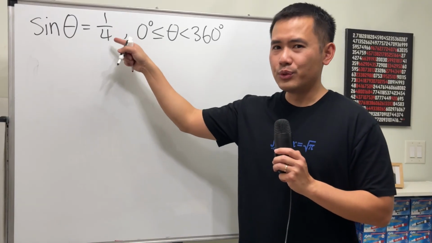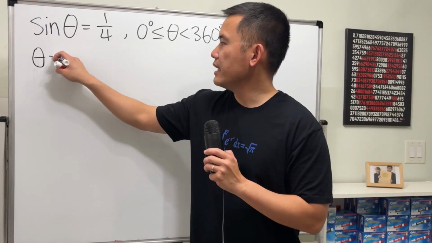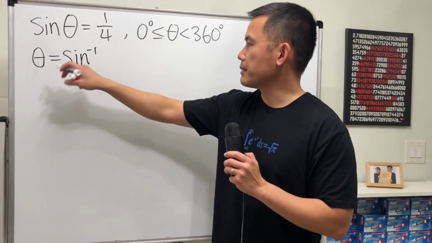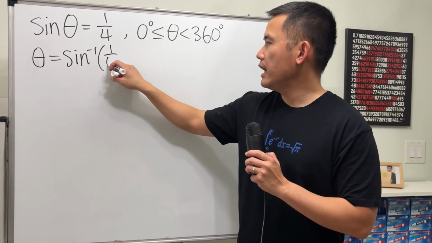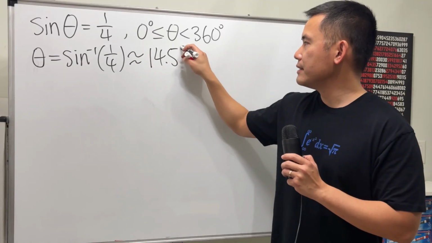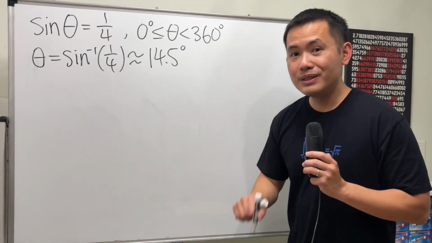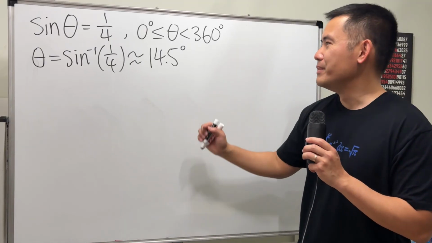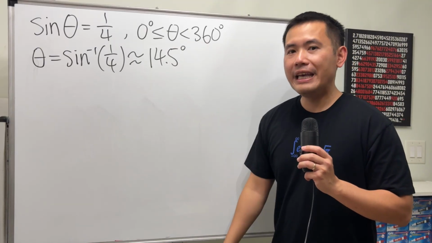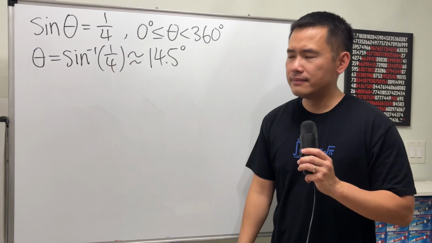This is not on the unit circle, so it's not a special angle, but it's okay. We can take the inverse sine to get the theta by itself and use a calculator. You'll get about 14.5 degrees. And then we're done, right? Well, no, not too fast. Because on this interval, in fact, we'll have two angles that will make this true.